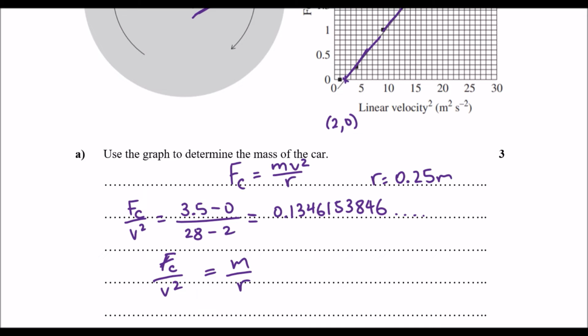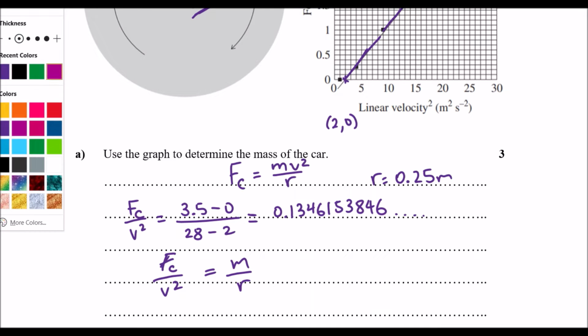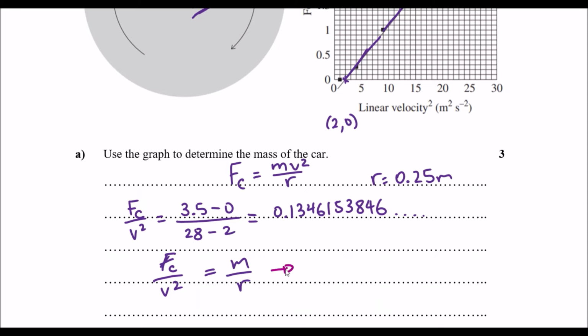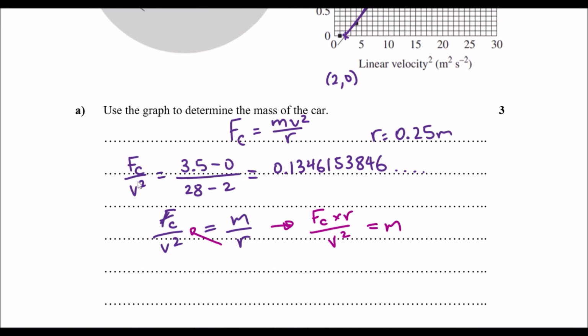Which means if we rearrange this equation, which we'll do in a different color so people can see where the arrangement goes, we need to move r over to this side. The way we do it is we times both sides by the radius, so Fc over v squared times r equals m. Whatever value we had here for Fc over v squared, we times that by the radius, which is 0.25, and let's see what answer we get here.